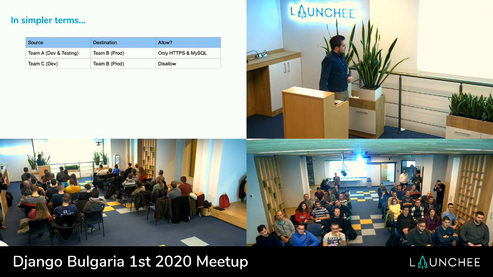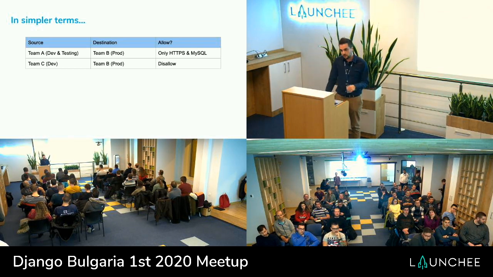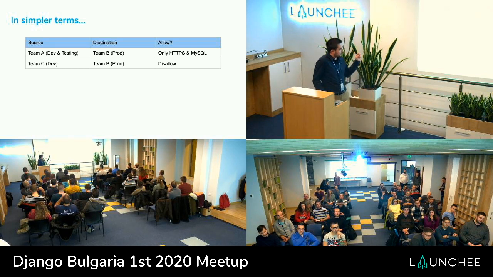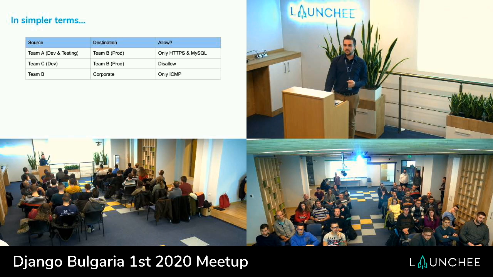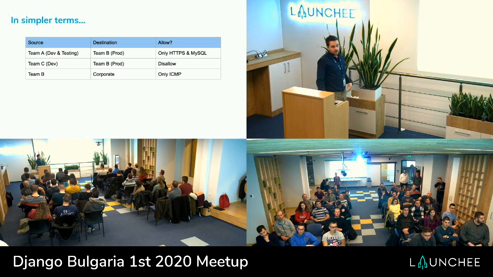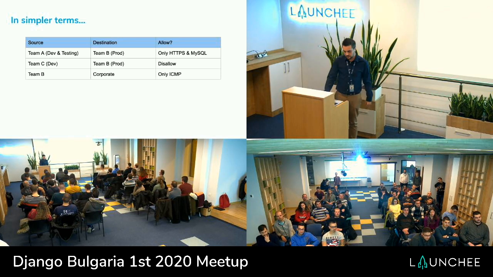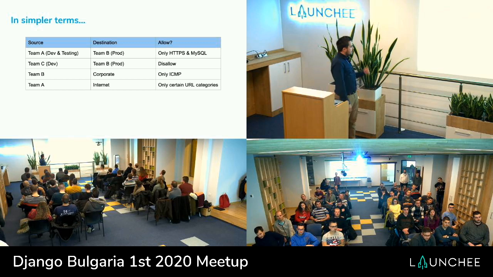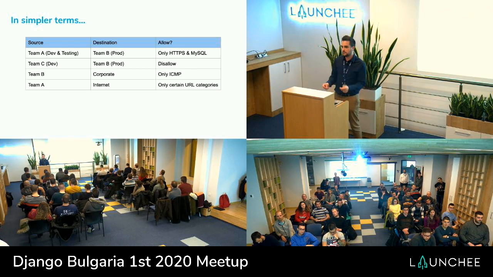Team C is a dev environment, and they want to access Team B's prod. But Team B doesn't like Team C, so they don't want to allow their traffic. Then we have Team B that needs to go to the corporate environment. For this, they need to send ICMP messages to ping the devices on the LAN. That's why the security rules say, OK, fine, I will let you go on the corporate, but we'll only allow ICMP. And then you have Team A that has, let's say, virtual machines on the cloud that people can use like a virtual desktop.